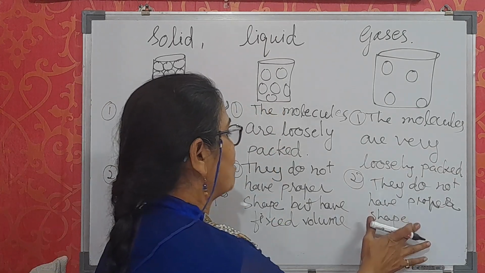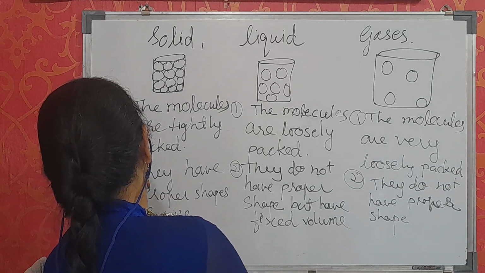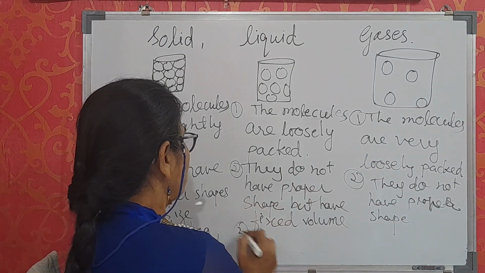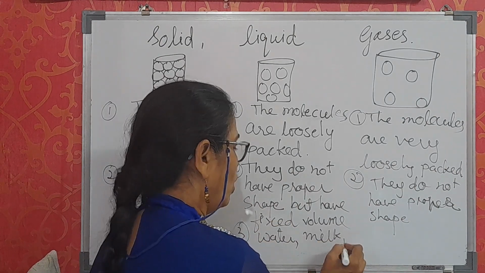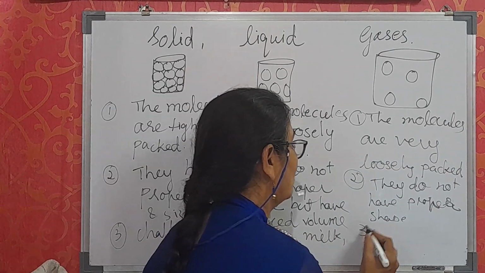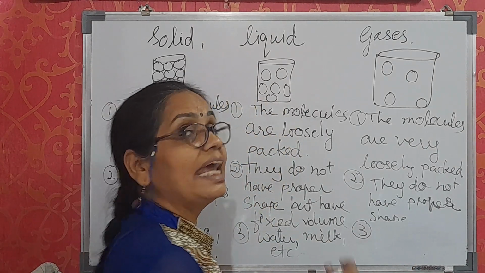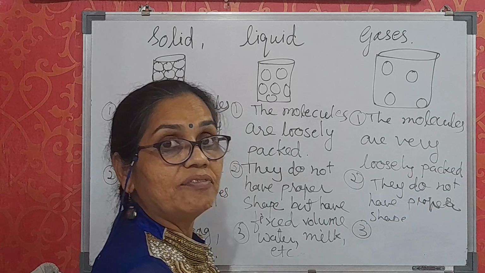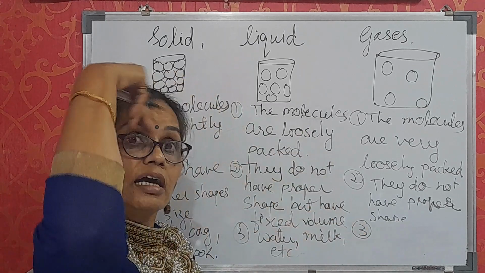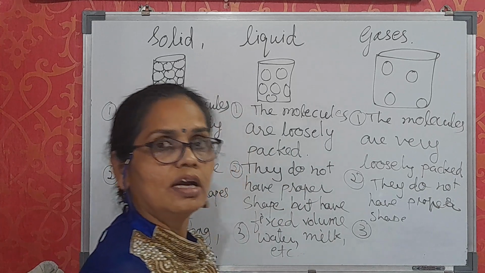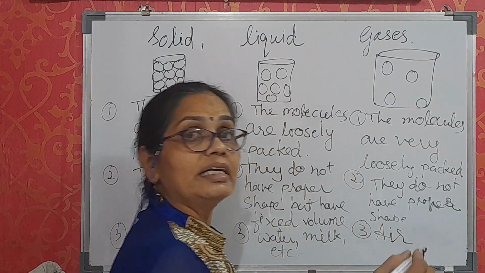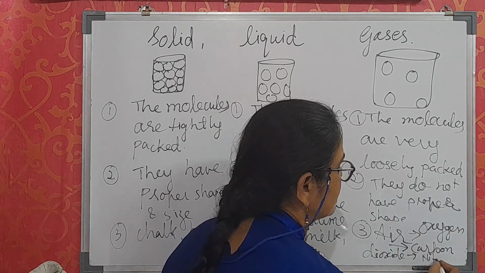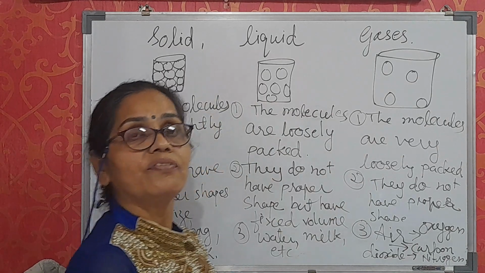Now, for example, in solids you can take chalk, bag, book, etc. In liquids, you can take examples like water, milk, cold drinks, etc. Right? Now the third example is gases, like air. Air means oxygen, which we inhale, and carbon dioxide, which we exhale. For example, air. So air contains which gases? Oxygen, carbon dioxide, nitrogen, etc. So these are examples of gases.